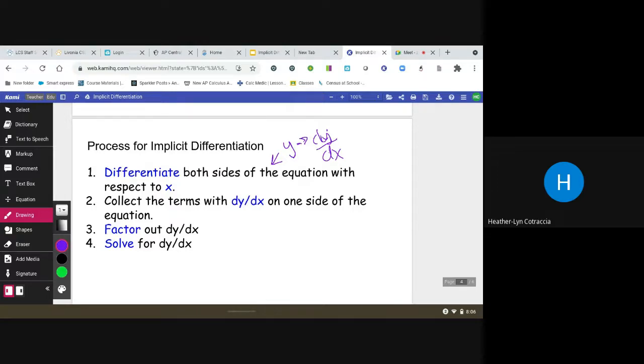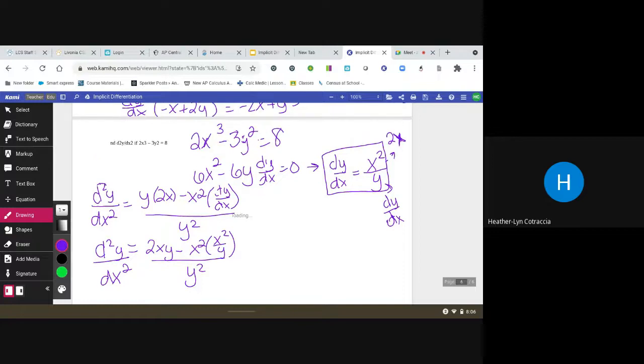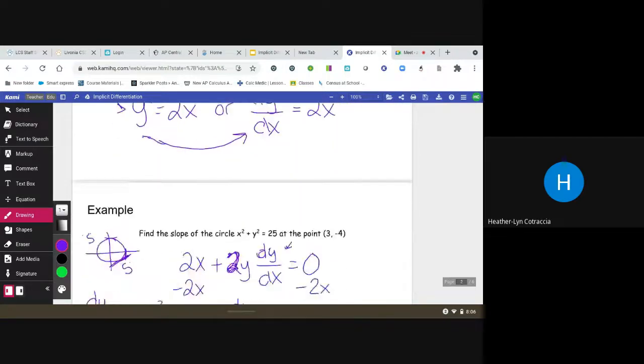The only thing that's slightly different is if you need to take the second derivative, and then you just, after you take the first derivative, you take the second one and do not leave a dy dx in your answer. Substitute back in that first derivative. Okay, so like I said, that's the last rule for derivatives, and now we are going to practice with them.